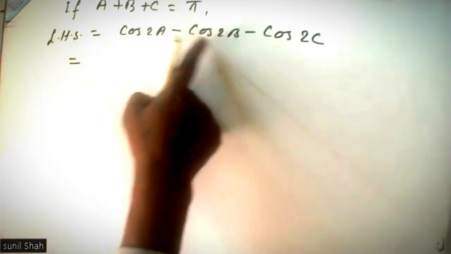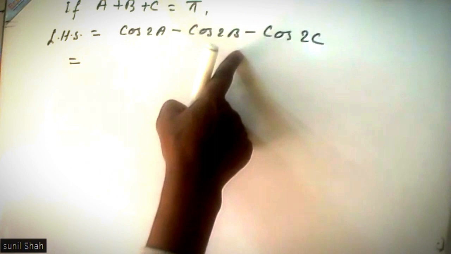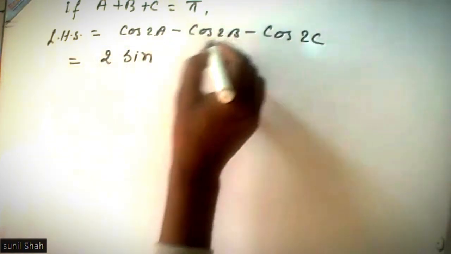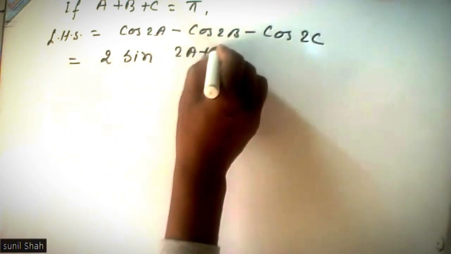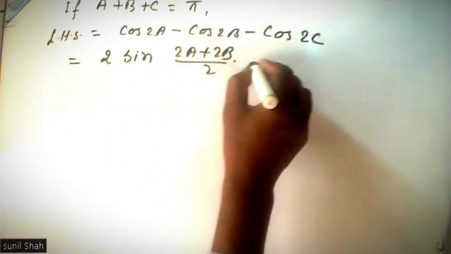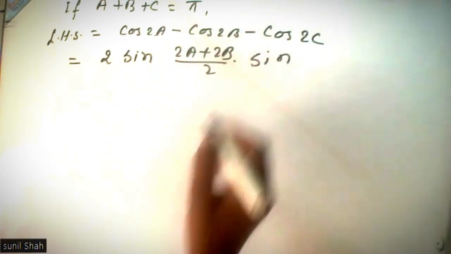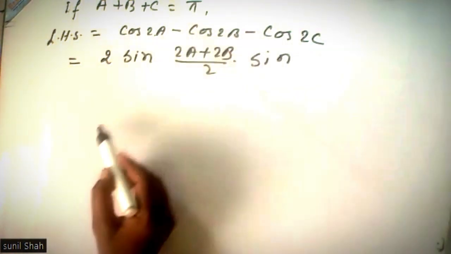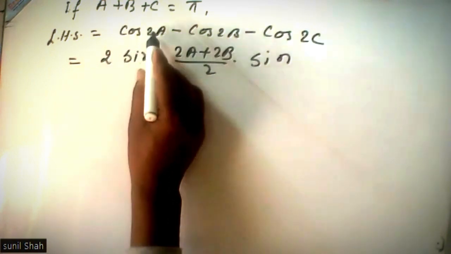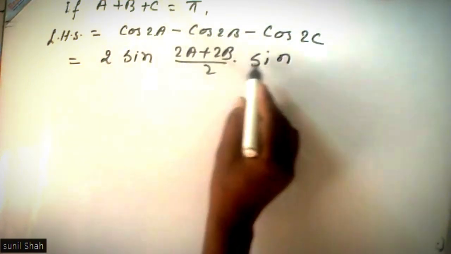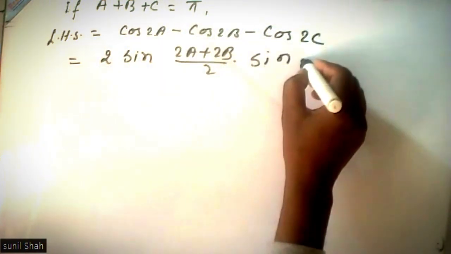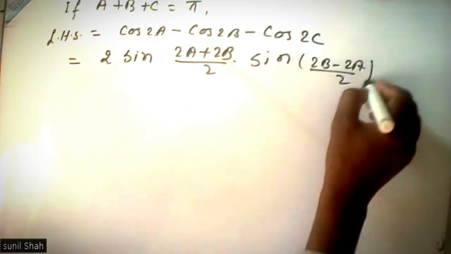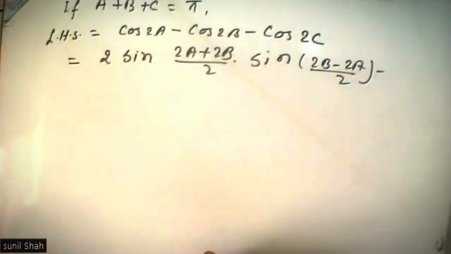So cos C minus cos D. Use the formula for cos C minus cos D. Cos C minus cos D is 2 sin (C plus D) by 2 into sin (D minus C) by 2. Here C is 2A and D is 2B, so it is 2 sin (2A plus 2B) by 2 into sin (2B minus 2A) by 2, minus cos 2C.